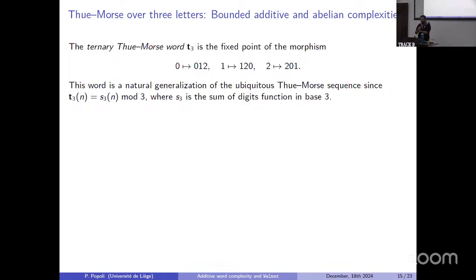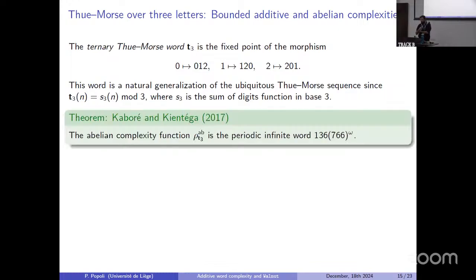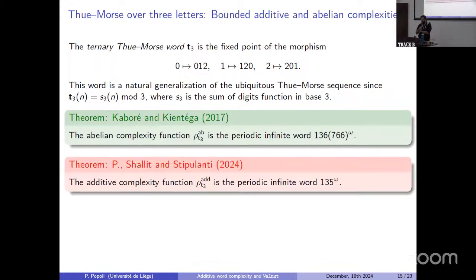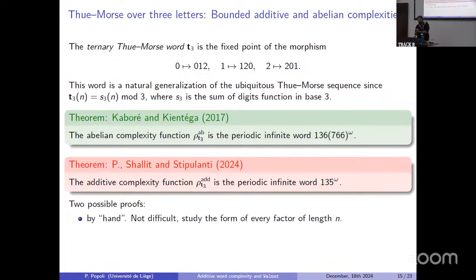One more example. This is the generalization of the Thue-Morse word over 3 letters, because we have the fixed point of the sequence satisfying that the nth value is the sum of digits in base 3 modulo 3. The abelian complexity was already determined by Chen and Wen, and we have proved that the additive complexity has almost the same behavior. There are 2 possible proofs. One by hand. This is not so difficult because you just have to check every form of the factors of length n. But you can also do it with Walnut, and this is much simpler.